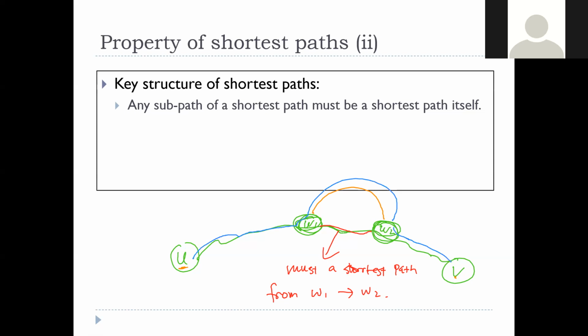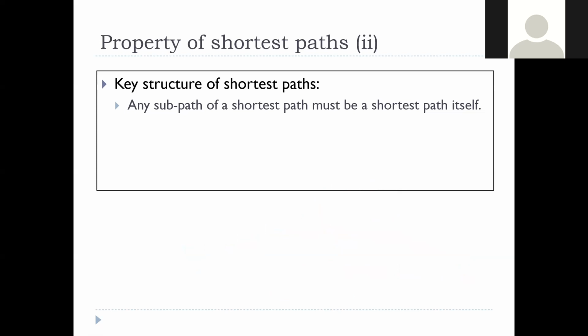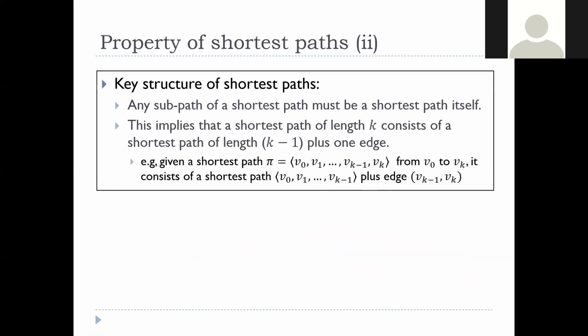So basically, you take the shortest path, and any subpiece, any portion of the shortest path, has to be shortest between its endpoints as well. Okay, so a shortest path can only consist of many shortest paths. Okay, all right. So why is this useful? So here's a simple implication.